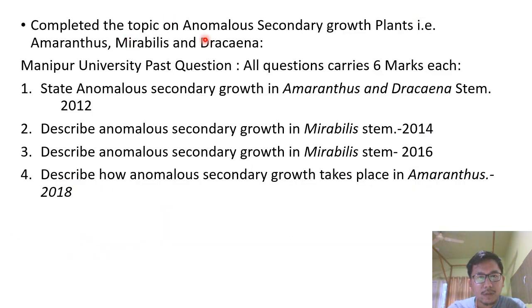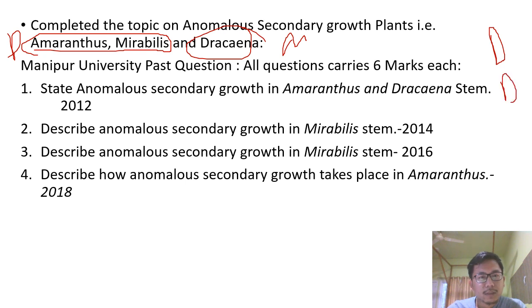I have completed the topic on anomalous secondary growth in plants, that is in the case of Amaranthus, Mirabilis and Dracaena. Amaranthus and Mirabilis are dicot plants, and Dracaena is a monocot plant. Now let us analyze previous year questions from Manipur University which I have collected. During the exam, if they happen to ask you again, you need to draw the diagram first, and after that the description, the wording. So let's see question number 1. State anomalous secondary growth in Amaranthus and Dracaena stem.